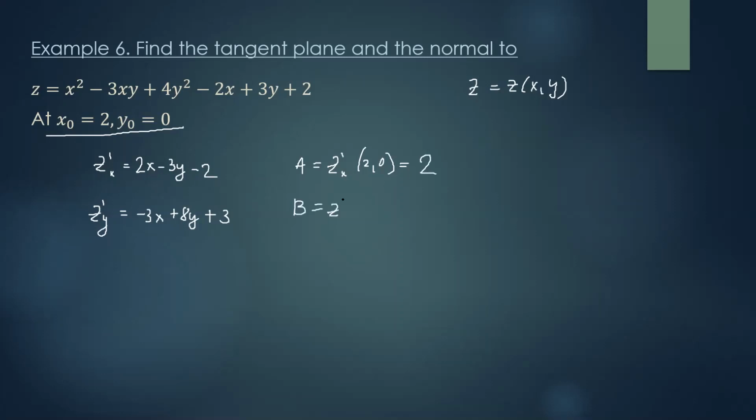Coefficient B is the partial derivative with respect to y at that same point, and that is minus 3 times 2 is minus 6, plus 8 times 0, 0, plus 3 is minus 3. And we know that C is automatically minus 1. You don't have to compute it. In this situation, for an explicit function, we have C equal to minus 1. And to be able to write the equation for the tangent plane and normal, we do need to find the z value.